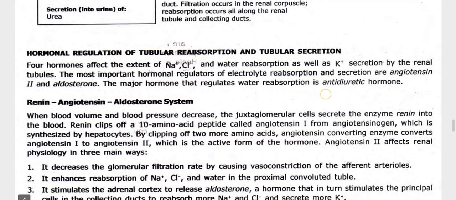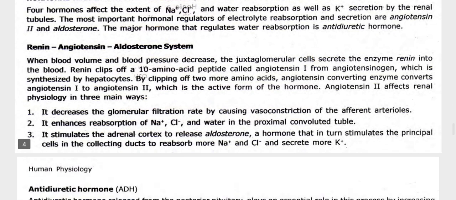Then hormonal regulation of tubular reabsorption and tubular secretion. Four hormones affect the extent of Na+, Cl- and water reabsorption as well as K+ secretion by the renal tubules. The most important hormonal regulators of electrolyte reabsorption and secretion are angiotensin 2 and aldosterone. The major hormone that regulates water reabsorption is antidiuretic hormone. Then the renin-angiotensin-aldosterone system.